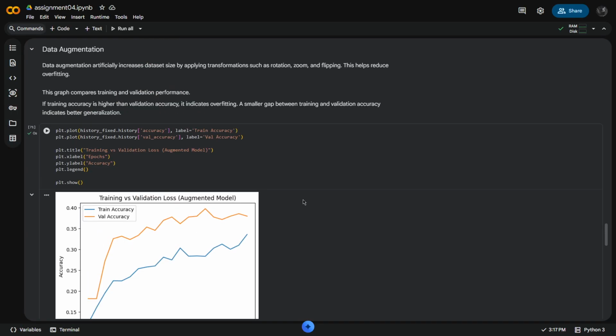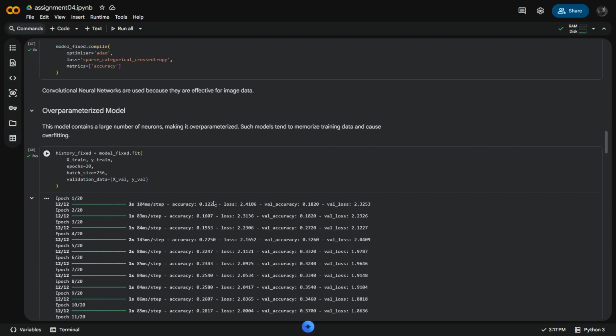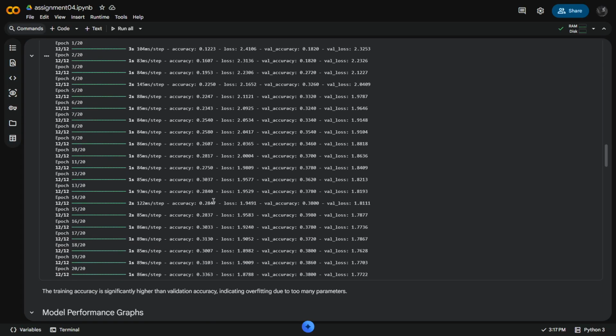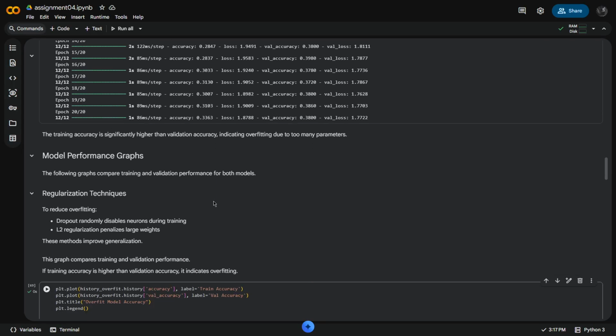And the models were trained for around 20 epochs. After this point, validation accuracy stopped improving, indicating that further training would lead to overfitting.